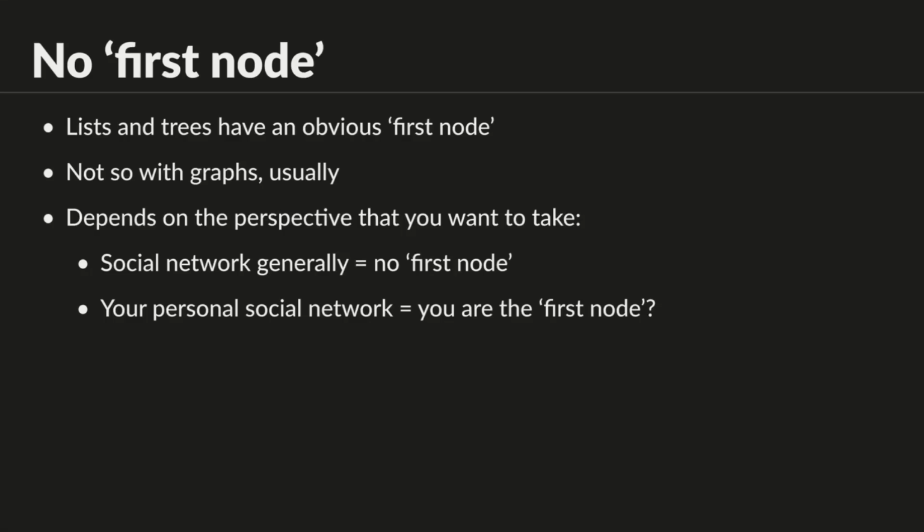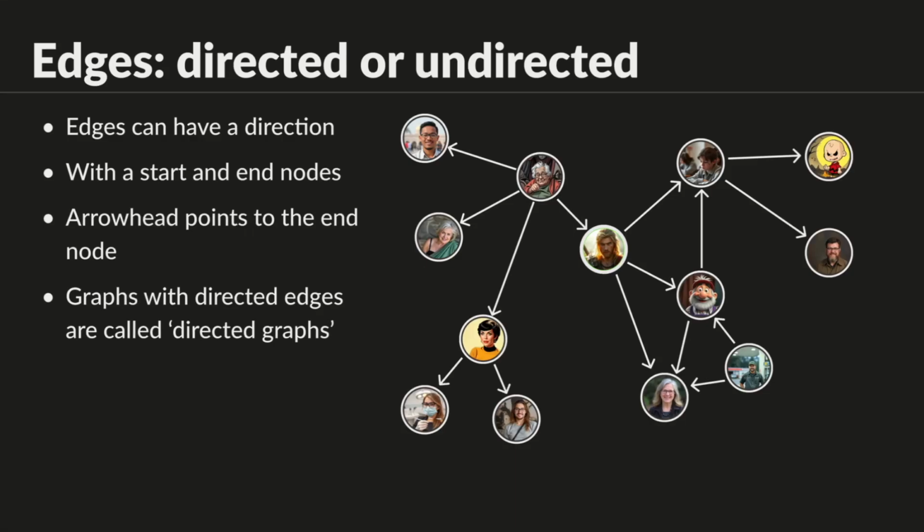For example, a social network might not have a single primary node unless you're talking about your own personal network, and then you can be at the center of that. So earlier when I've said box and arrow diagram, that's actually wrong in an important way.